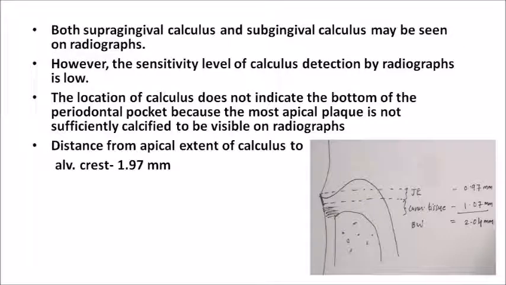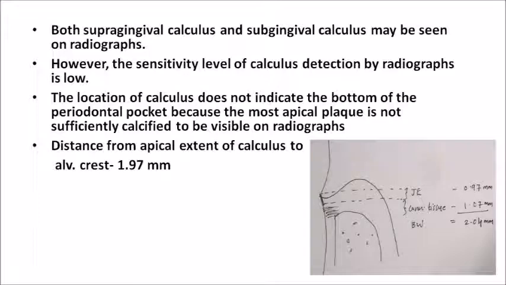Now, whether it be supragingival or subgingival calculus, it is visible on the radiograph, because whatever is radiopaque is visible on the radiograph. But the sensitivity of detection is very low, because only after a particular level of calcification is it going to show on the radiograph. And the location of the calculus does not indicate the bottom of the periodontal pocket, because the apical-most plaque is never sufficiently calcified and is never visible on the radiograph. Why is this happening? Because there is a continuous flow of GCF in the most apical part of a sulcus or pocket. So in this area, calculus formation is not complete.